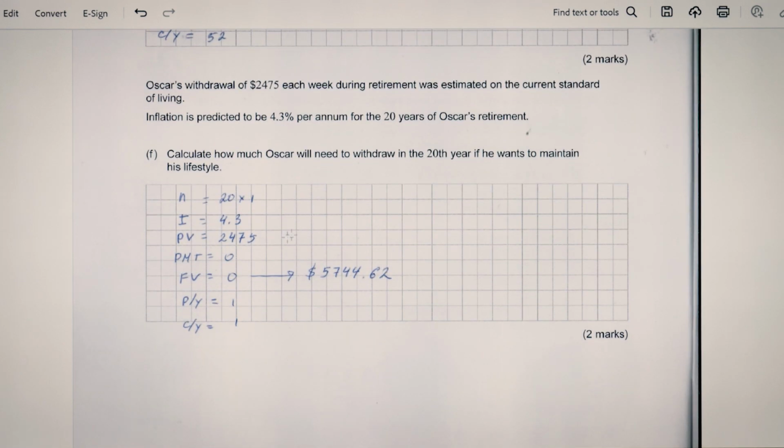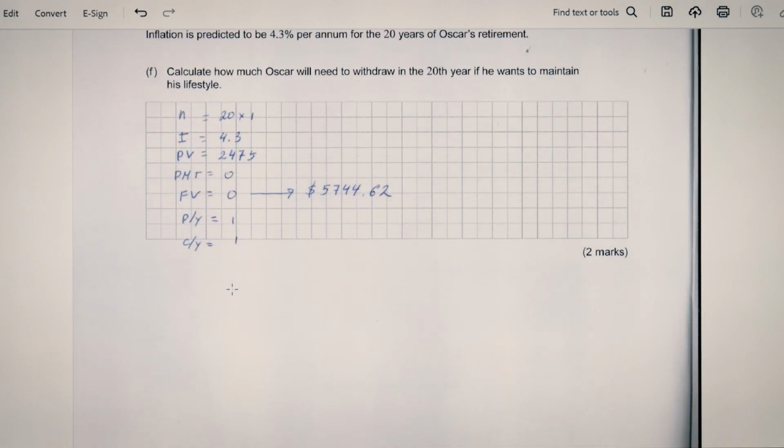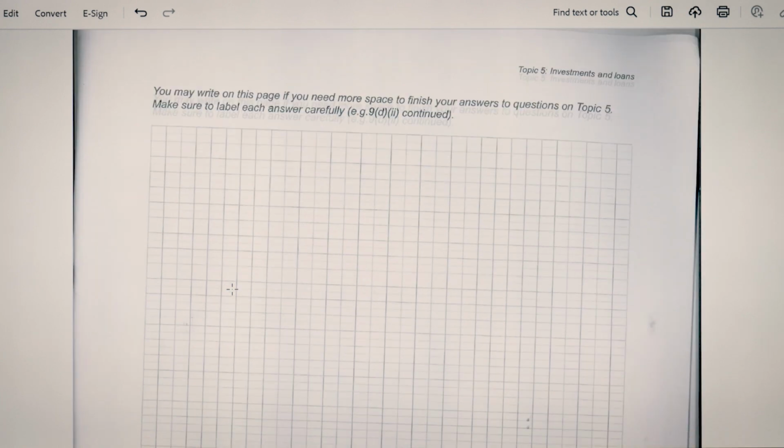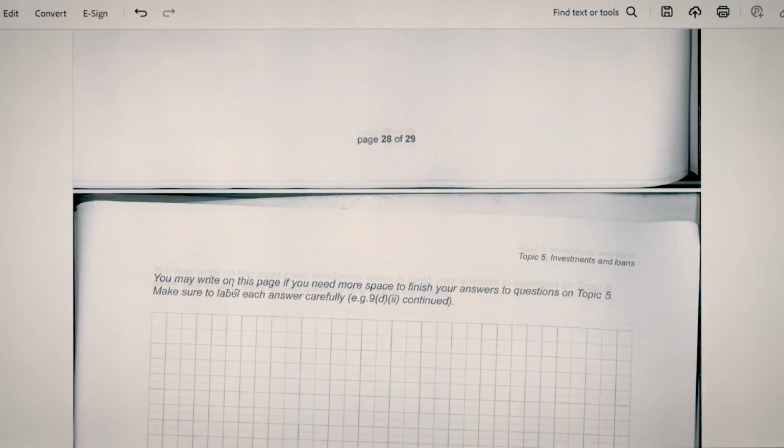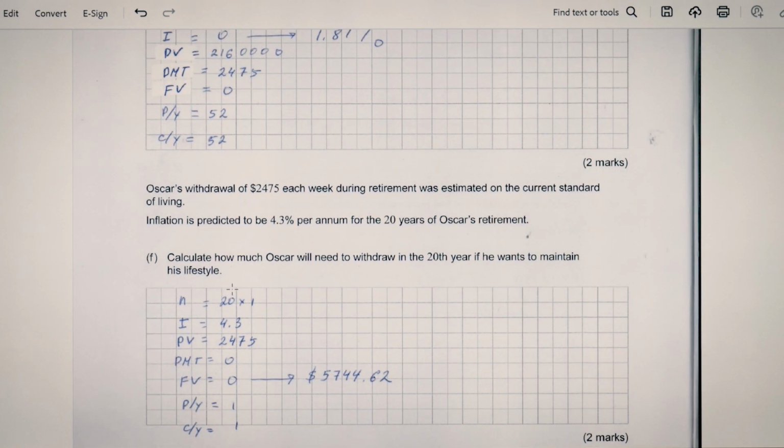It's like, with that inflation, what is the money after inflation? So it's 2,475, but for maintaining his life, he actually needs, after 20 years, 5,744. Not that, sorry, that's the inflation. My bad, 2 mistakes I did. Okay, so still have 3. And I think that's all. That's all. Okay, any questions?